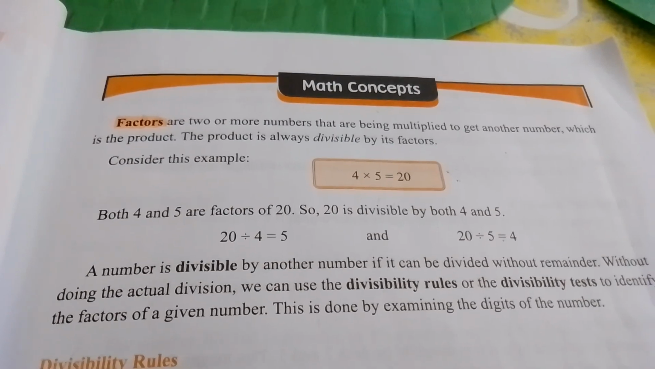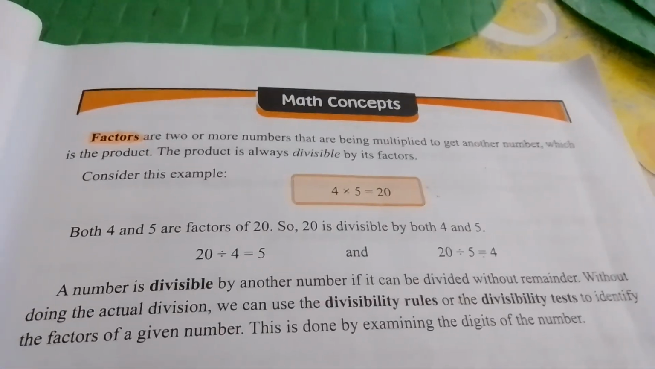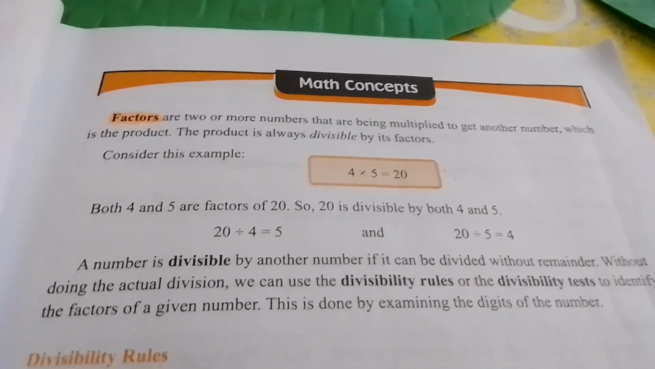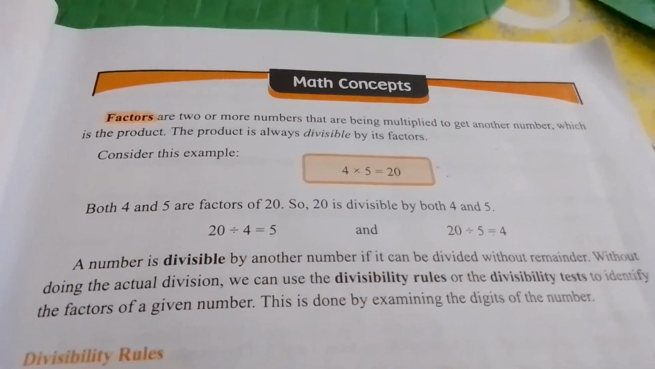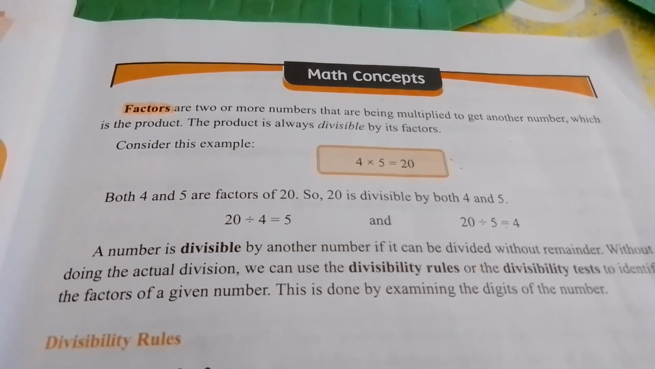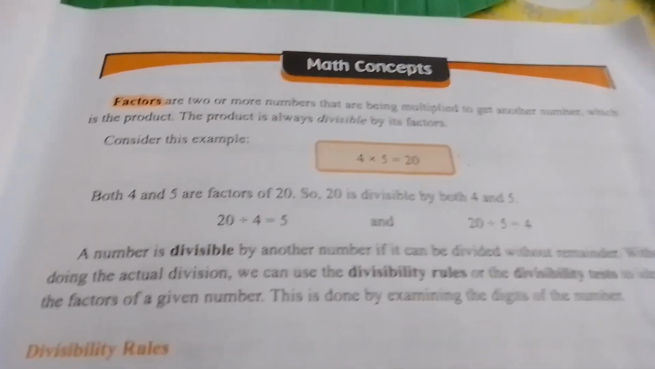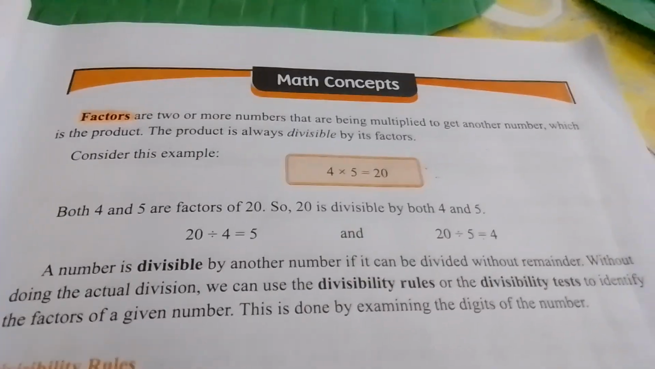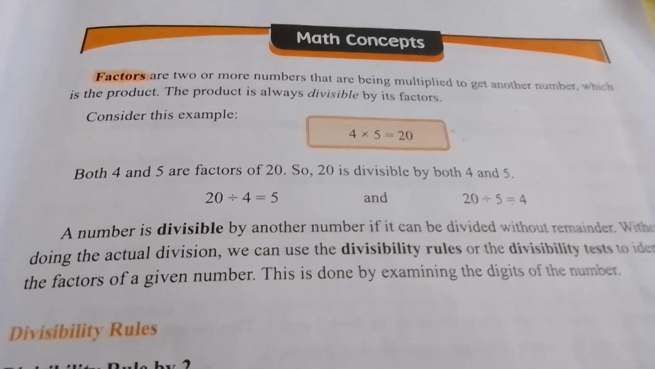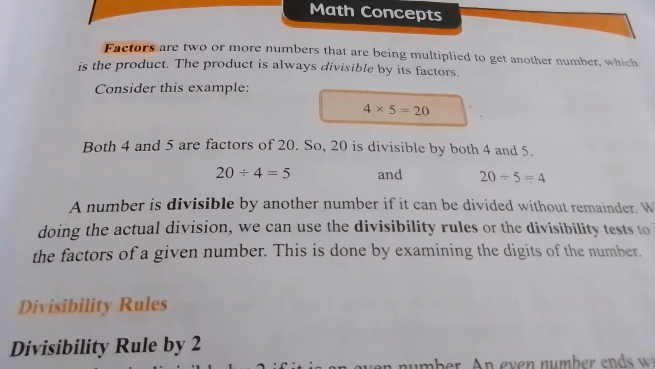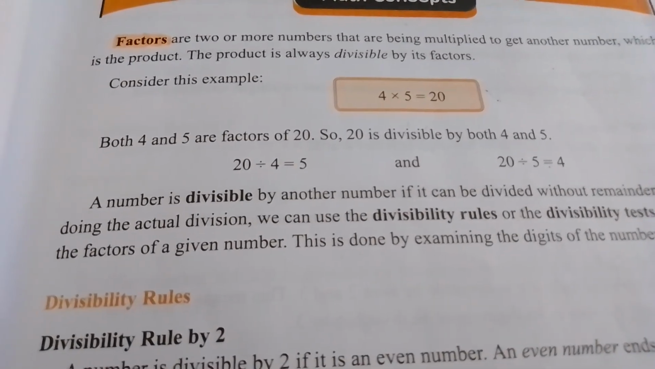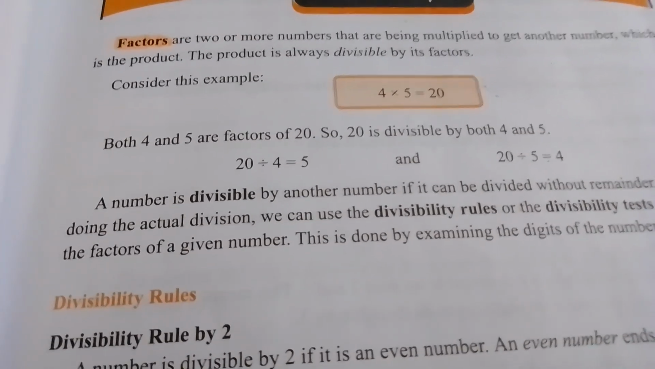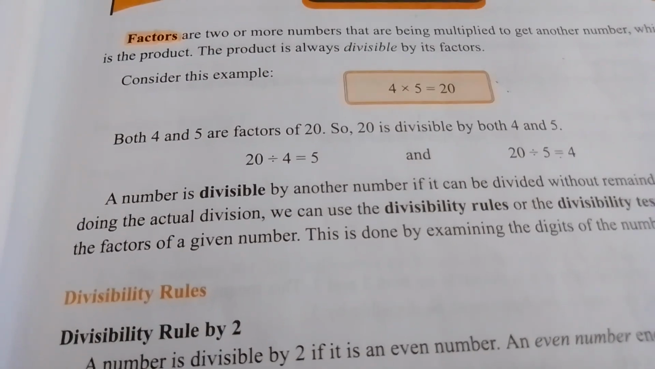Factors are two or more numbers that are being multiplied to get another number, which is the product. The product is always divisible by its factors. For example, 4 times 5 is equal to 20. Both 4 and 5 are factors of 20. So 20 is divisible by both 4 and 5.